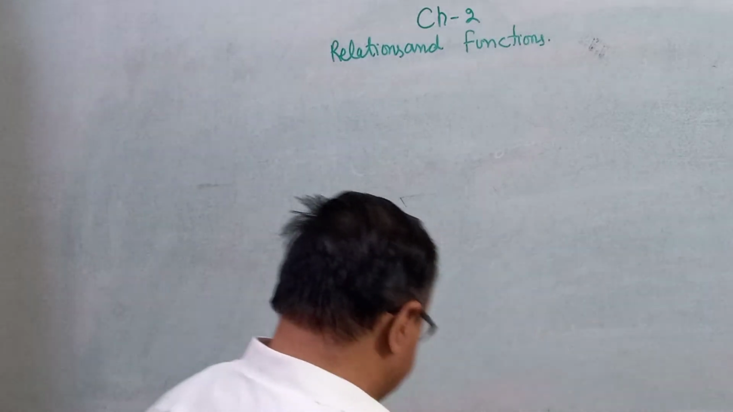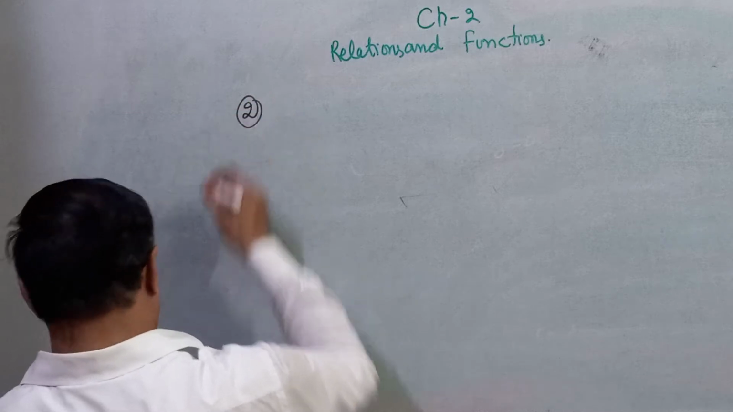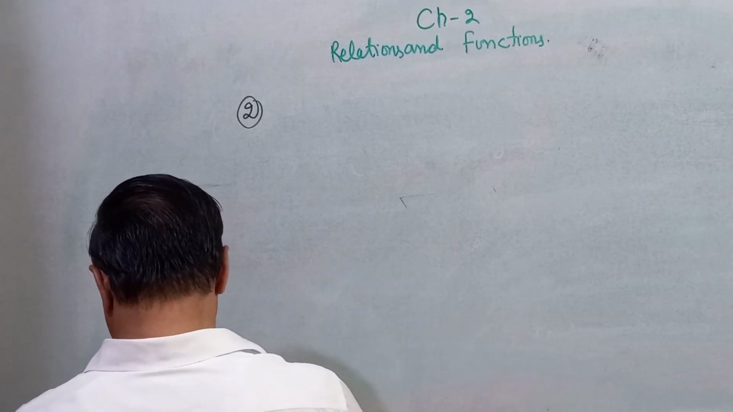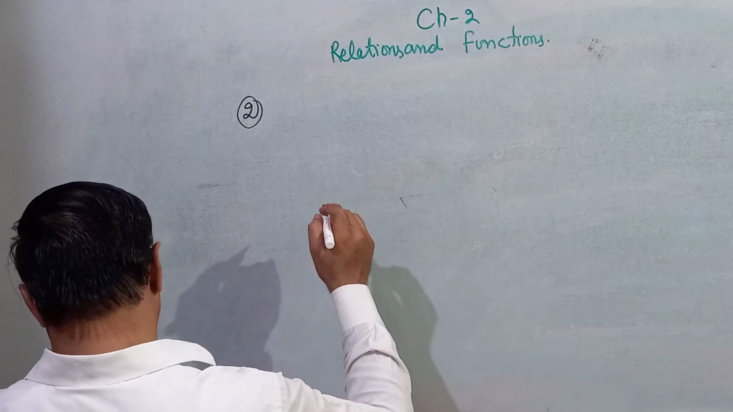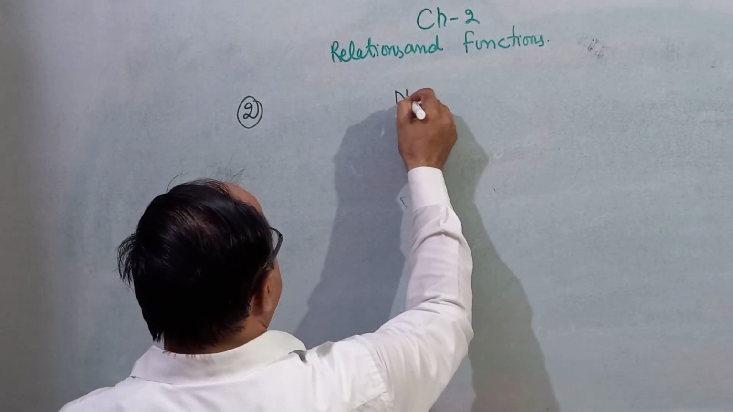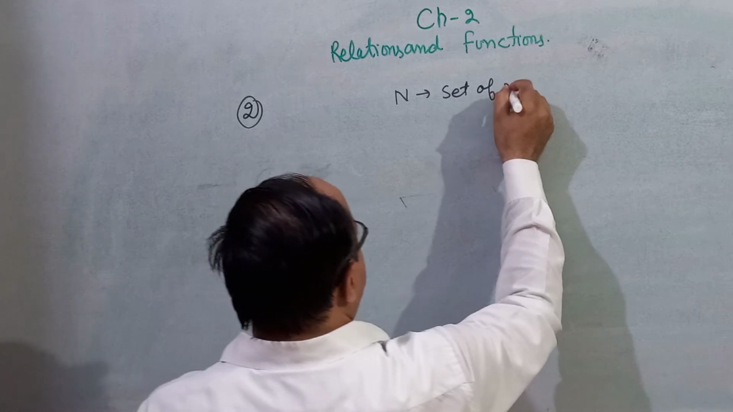Second question. Define the relation R on the set N of natural numbers.